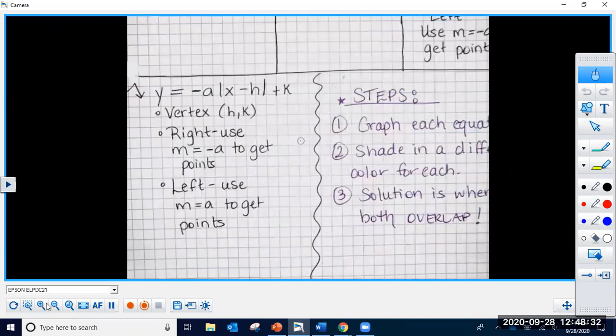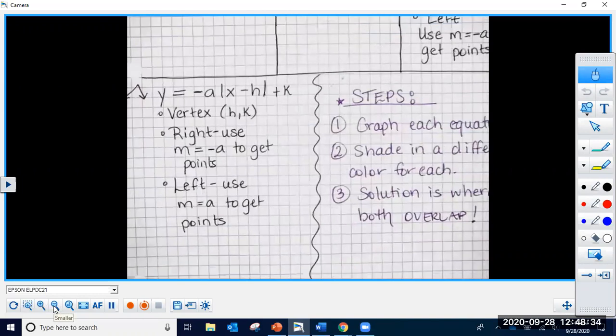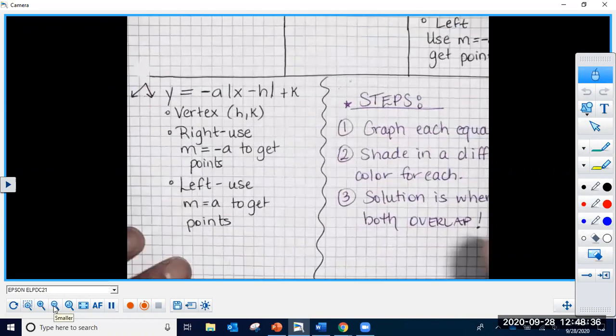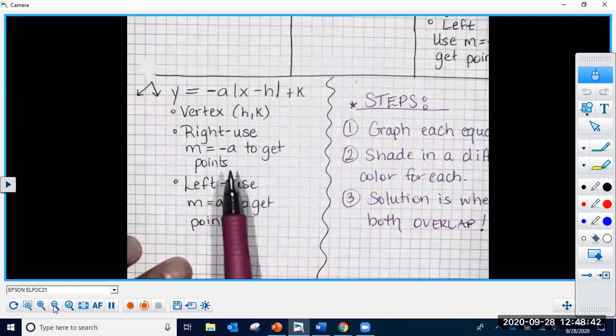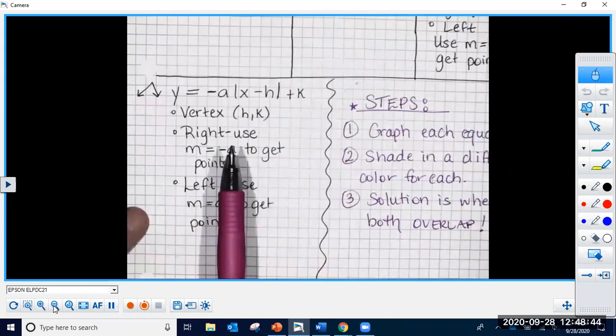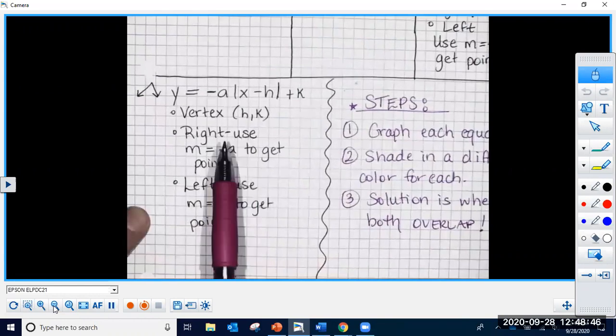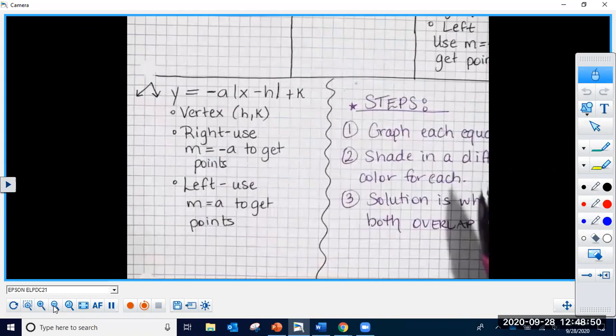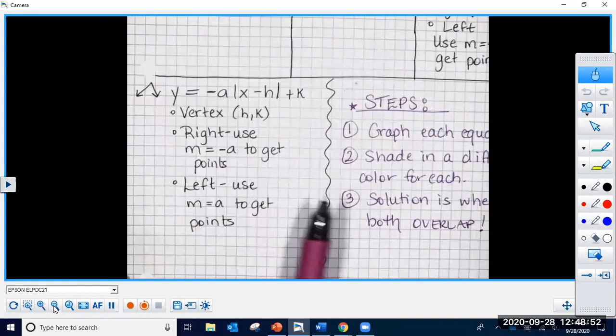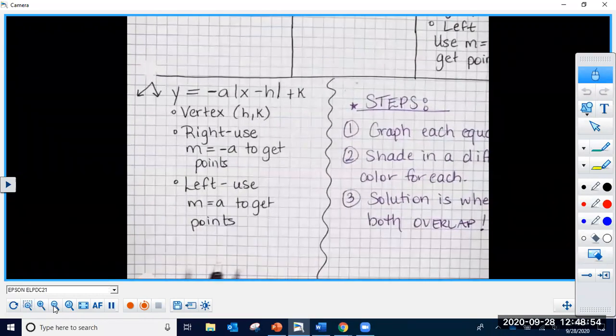Okay, when it's negative, when you have a negative number out front, of course, your graph should be upside down. And then it flips all of this around. So on the right side, I actually use the negative slope. Whatever number's there, I'm going to use the negative slope to get my points. Vertex is still (h, k). Left side, you would use the positive slope to get points.